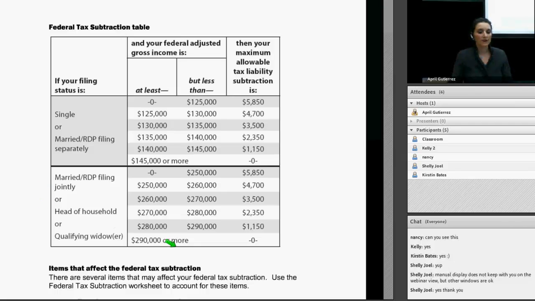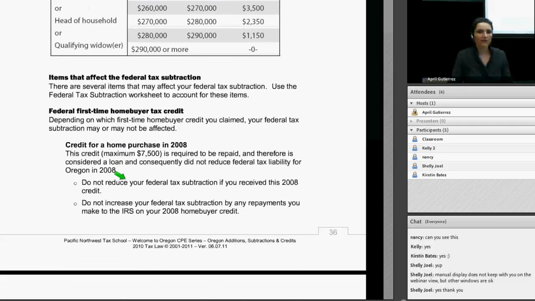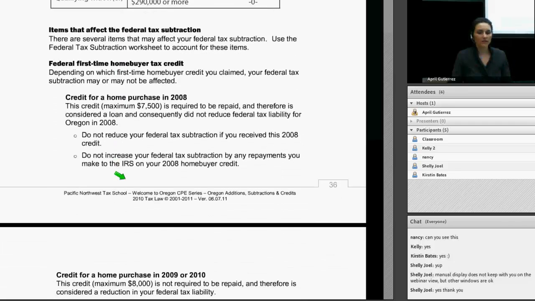For married filing a joint return, head of household or qualifying widow, you don't hit the phase-out at all until federal adjusted gross income is $250,000. And in this respect, the phase-out occurs between $250,000 and $290,000, or a $40,000 range.